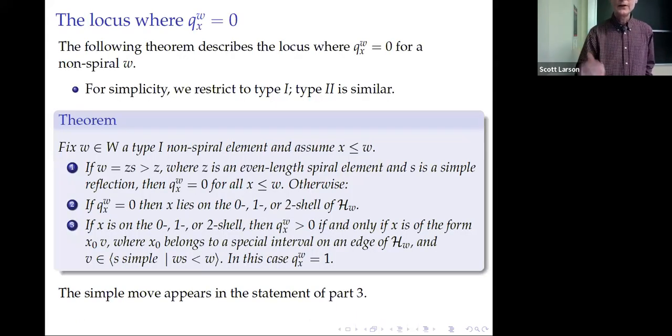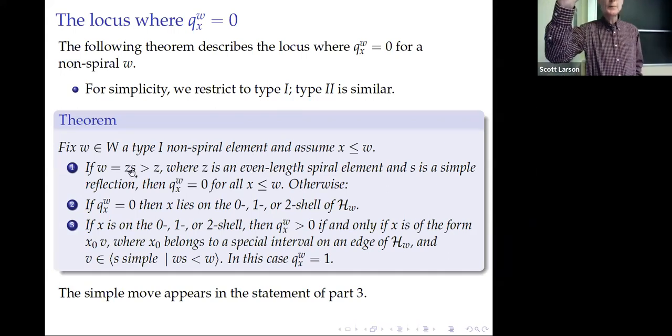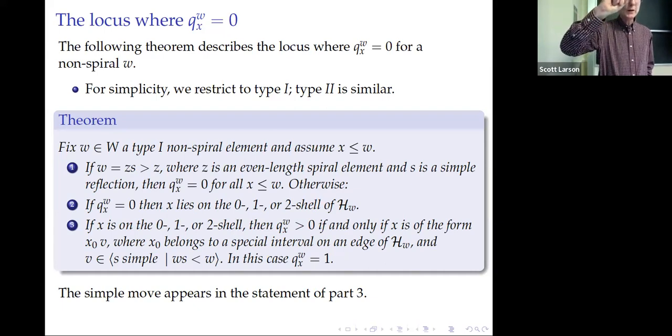Okay, so here's a theorem that describes, based on this, a locus where Q is actually equal to 0 for a non-spiral element W. For simplicity, I'm just going to do this for a type 1 element. The type 2 element is similar, but I think type 1 is probably enough for us to do in this talk. So the point is that there's one particular kind of element: if you take an even length spiral element and you hit it with one simple reflection and go up, you get something where Q is 0 for every point inside that.